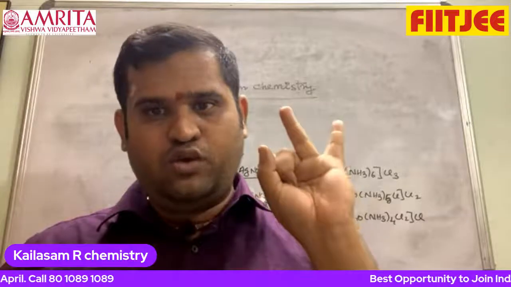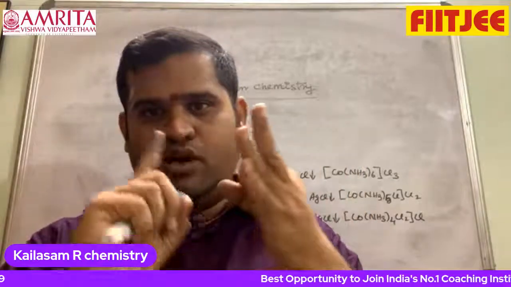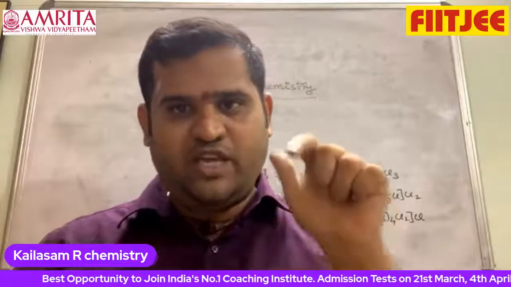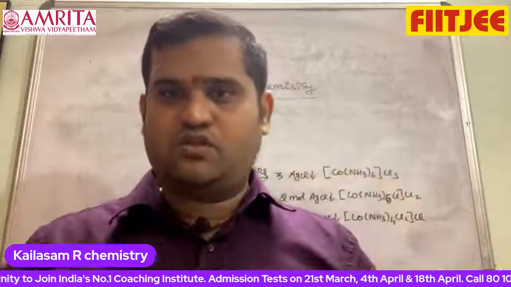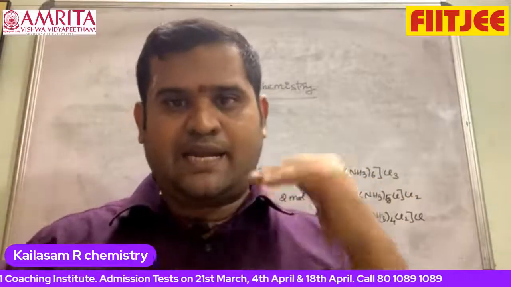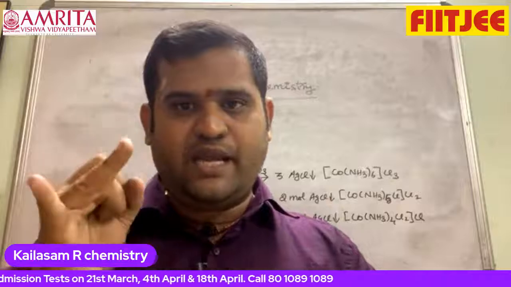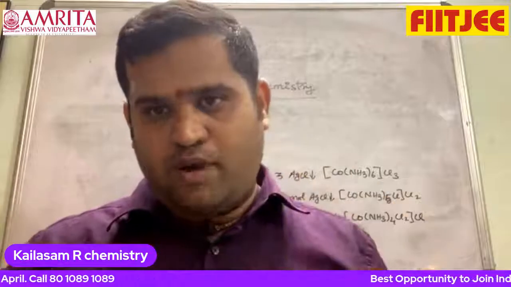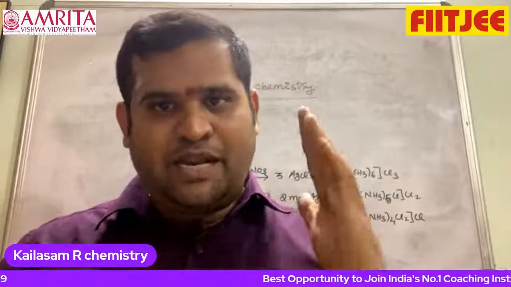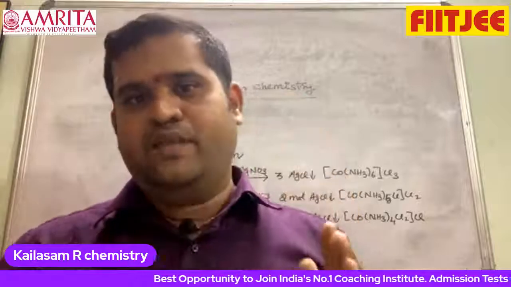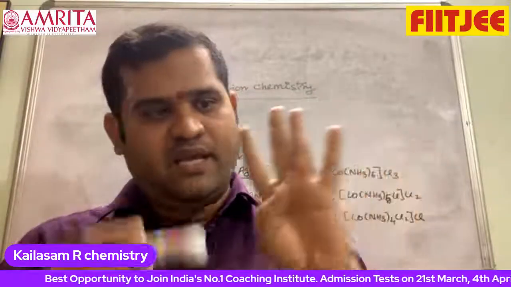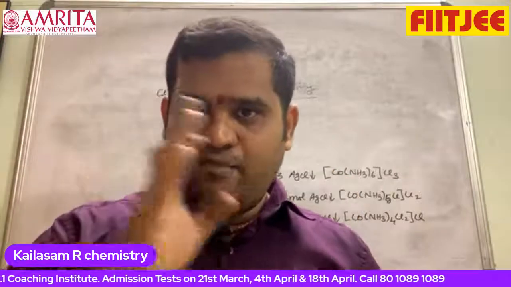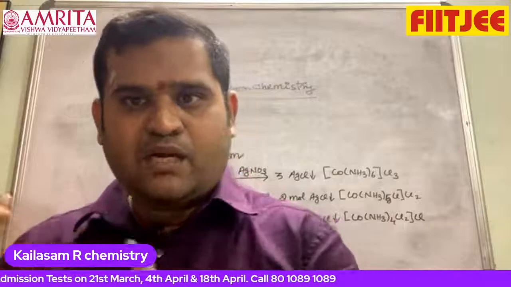For the central atom's electronic configuration in an octahedral complex, if it is d1, d2, d3, irrespective of the ligand, it always forms an inner orbital complex. If it is d8, d9, d10, irrespective of the ligand, it always forms an outer orbital complex. If it is d4, d5, d6, d7, only in these four cases do we have to see whether the ligand is strong or weak. If strong, pairing takes place. If weak, pairing does not take place.